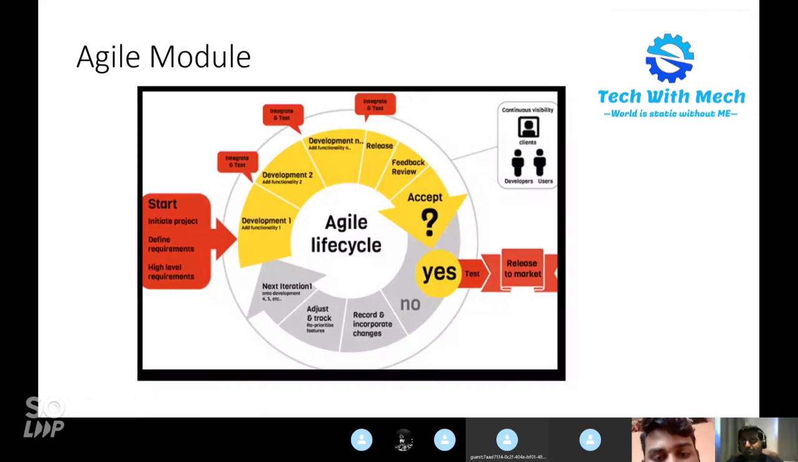Every PI depends on the company, but it will be a three-month period, so every three months one PI will happen. In one PI there will be something called a sprint. One sprint is one month, so there will be three sprints in one PI. We show it as three development cycles, which makes up one PI planning.